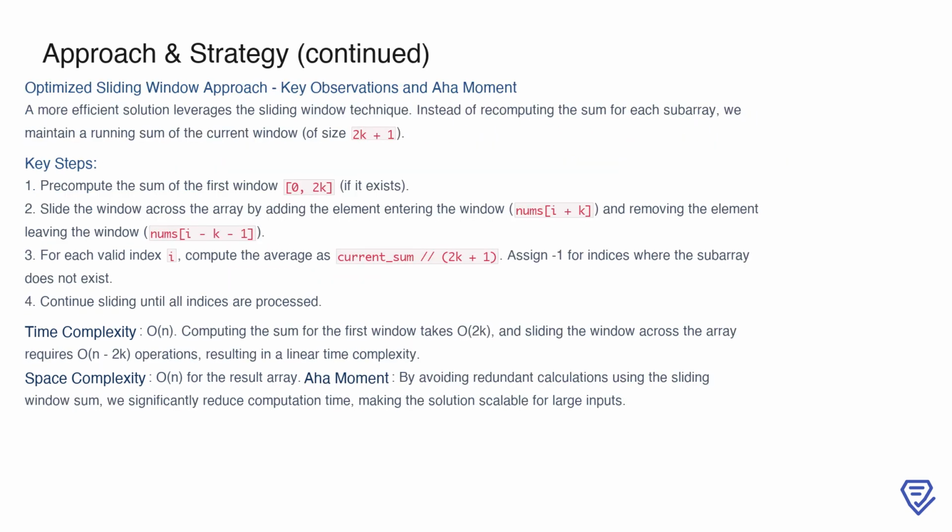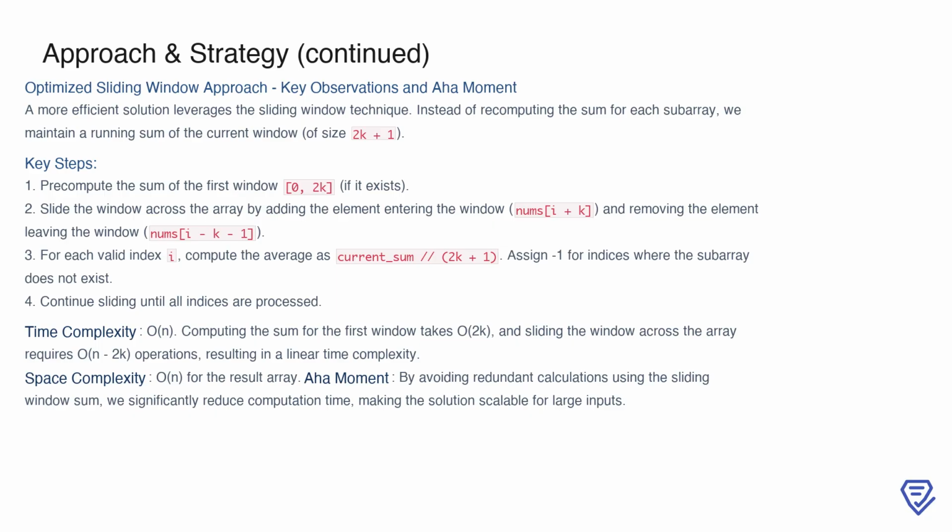To address the inefficiencies of the brute force approach, we turn to the sliding window technique, which is a more optimized solution. The key insight here is to avoid recalculating sums for overlapping subarrays by maintaining a running sum of the current window of size 2k+1. We start by pre-computing the sum of the first window, which spans indices 0 to 2k, if it exists.